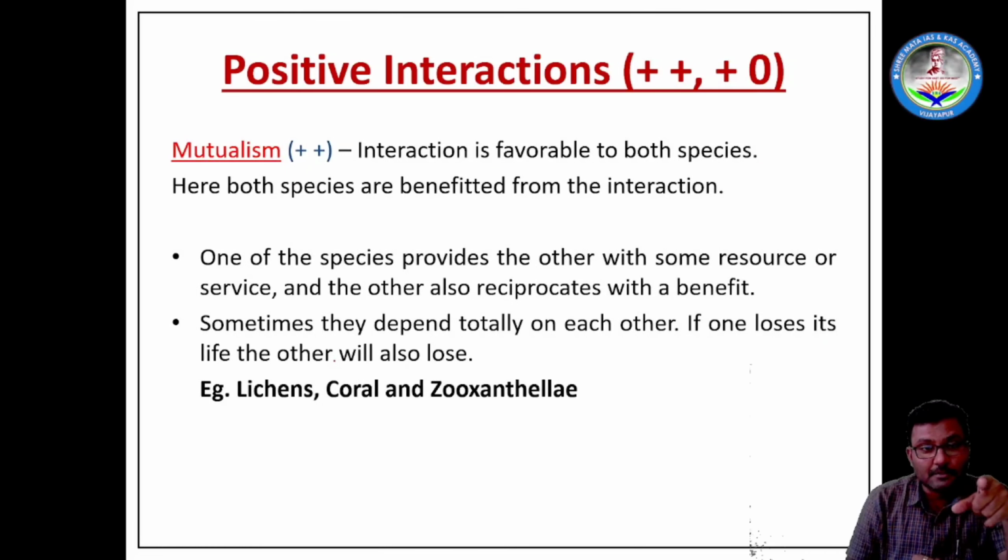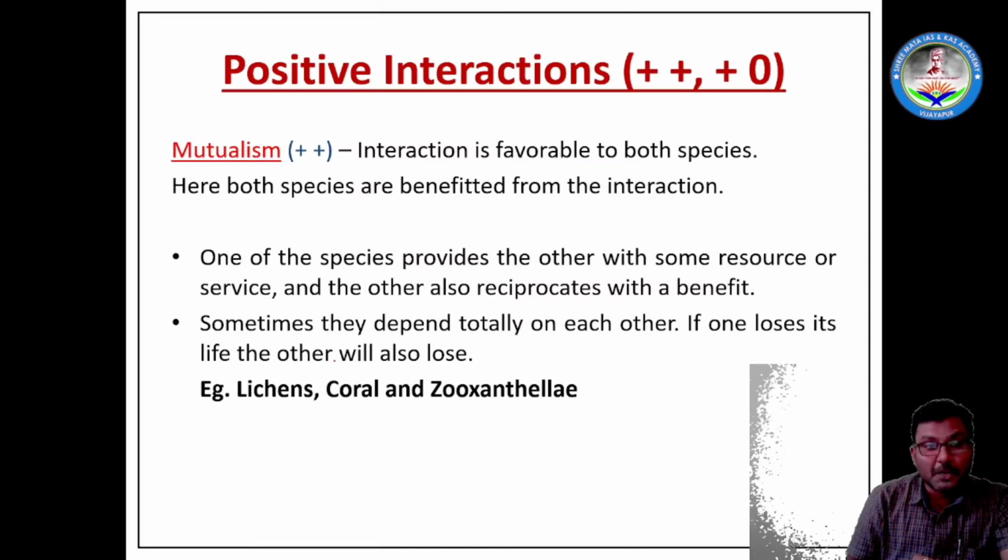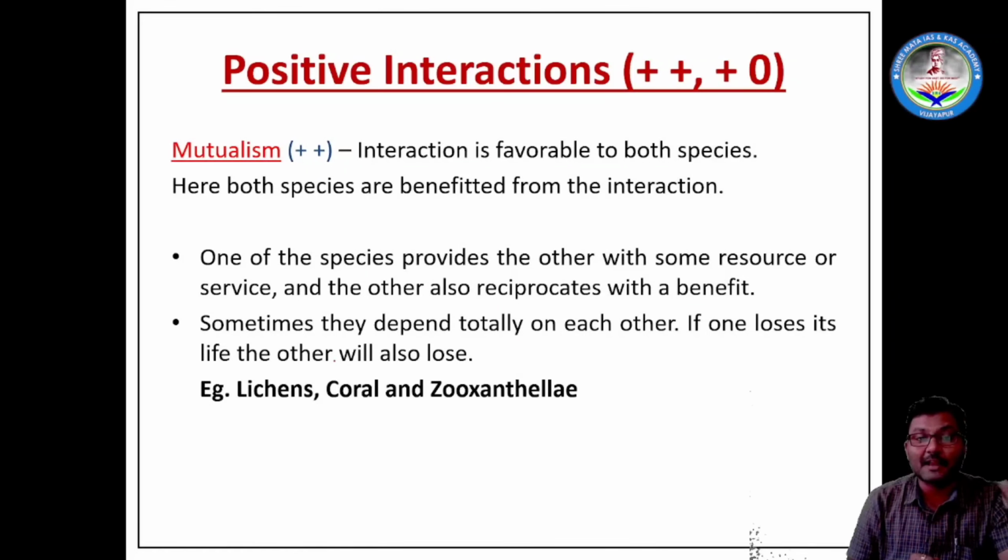So I have given mutualism as both plus. It means the organisms involved in this process are both getting benefited. They are benefiting from each other, so the sign is plus. What exactly is mutualism? The interaction is favorable to both species. Here, both species are benefited from the interaction.